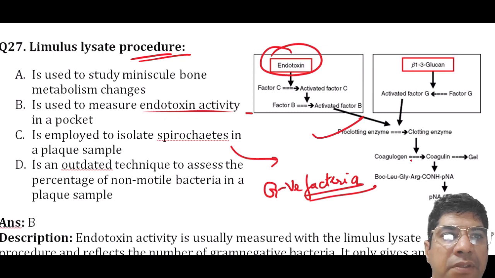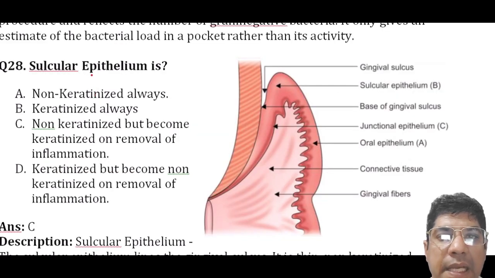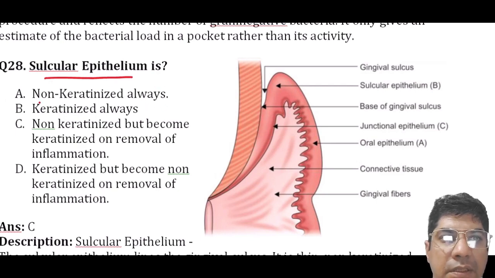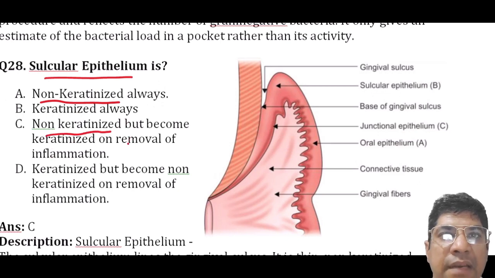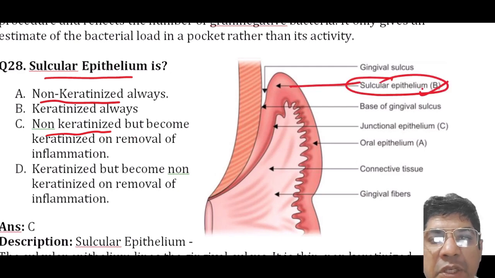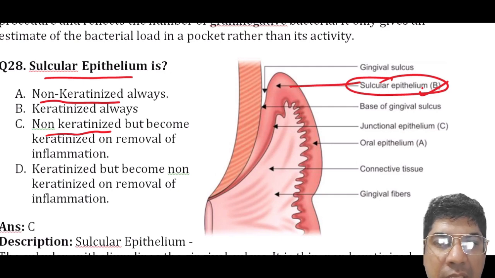Sulcular epithelium, well, the sulcular epithelium is non-keratinized, but it can be keratinized when the inflammation is reduced. So this transformation is due to the response of tissue to the presence or absence of inflammation. In the healthy stage, the sulcular epithelium remains non-keratinized, but it can undergo changes when the gingival health is restored.